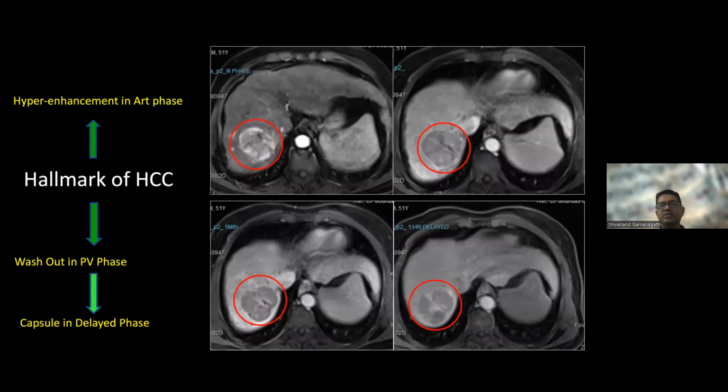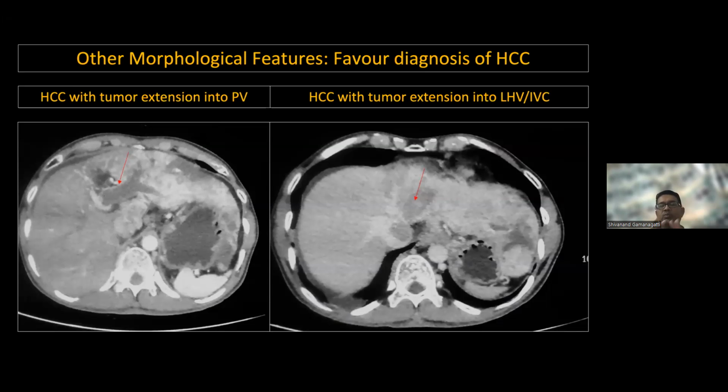What are the other morphological features which will help you to favor the HCC diagnosis? The extension into the portal vein or extension into the hepatic vein. So they have a propensity to vascular invasion, unlike cholangiocarcinoma. Sometimes it becomes difficult in the background of cirrhosis whether it is a cholangiocarcinoma or an HCC. But invasion into the portal system or the hepatic vein system favors HCC over cholangiocarcinoma.